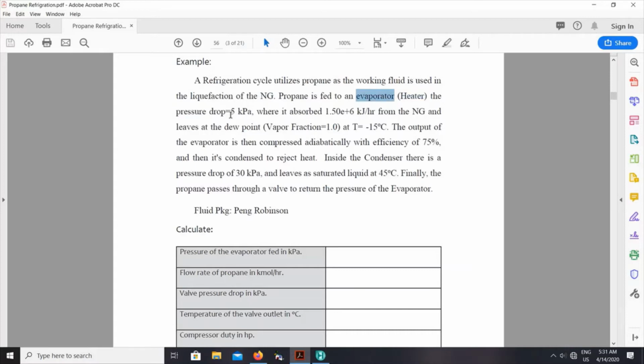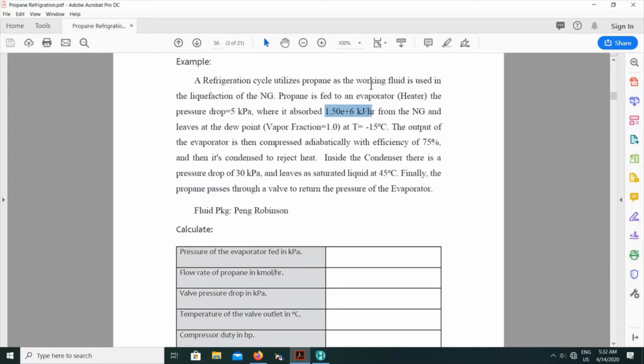The pressure drop in the heater is 5 kilopascal. Also, some other information on the heater is that it has a duty of 1.5e6 kilojoule per hour. This is the heat that is absorbed by the heater, the duty of the evaporator or duty of the heater. That information we already have. We have two pieces of information for the heater: one is the pressure drop and the second is the duty. This duty is used from the natural gas and leaves at the dew point vapor fraction.